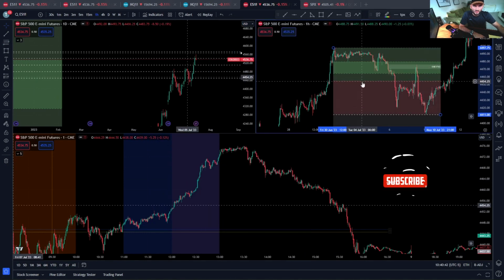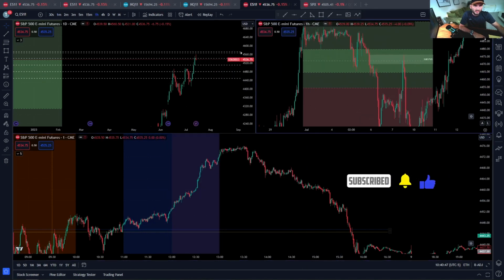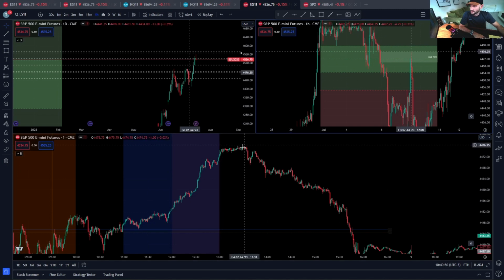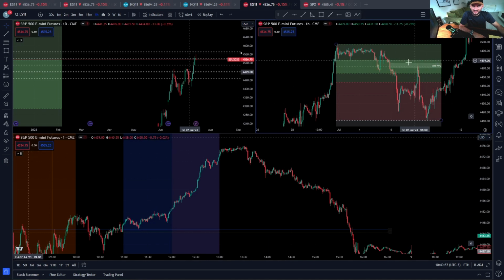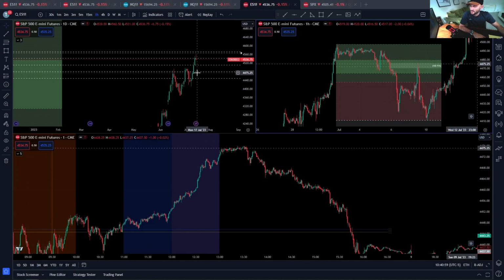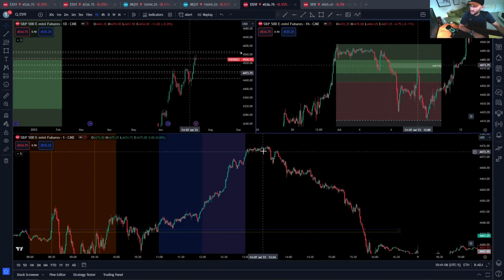And if we just throw on 70.5, you can see exactly where we were going into this 2 p.m. session. Okay, so we were inside this dealing range premium. We had filled this 1 hour SIBI and we were at the lower quad of the weekly SIBI. Okay, so we had confluence as to why price would want to reverse from this area.